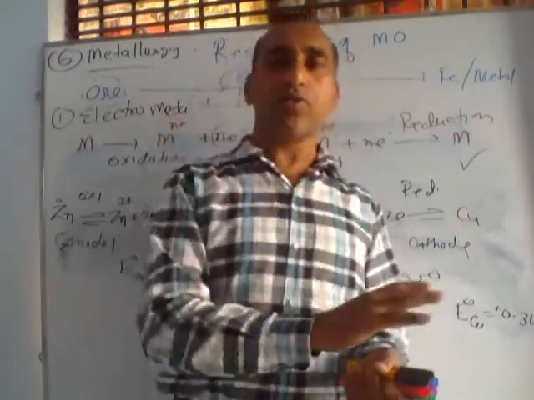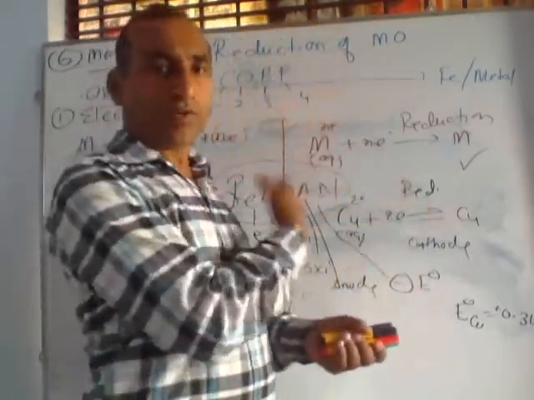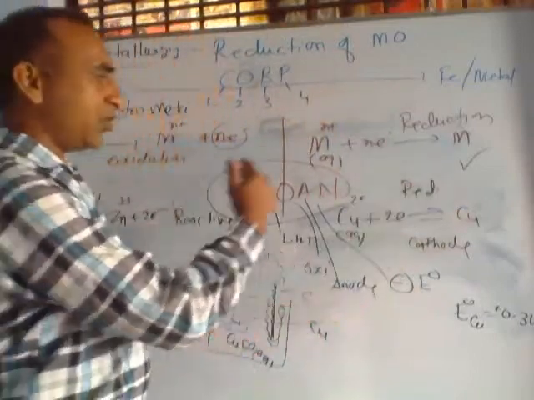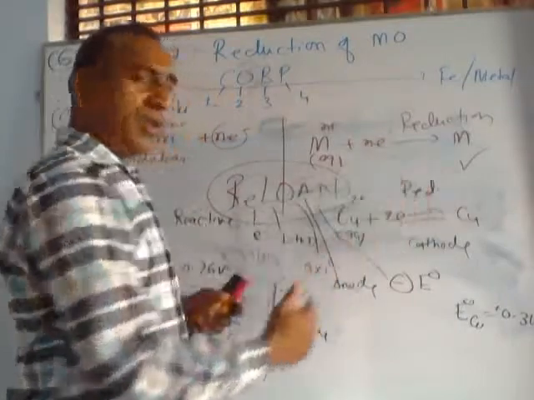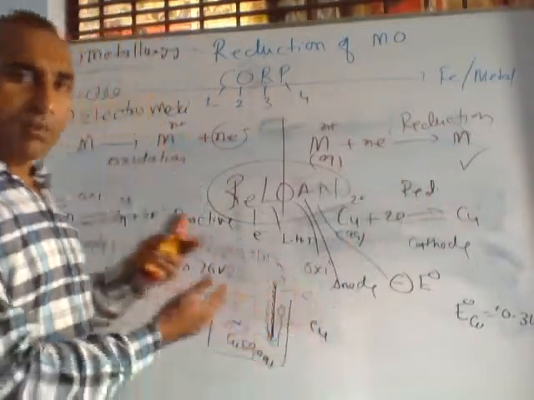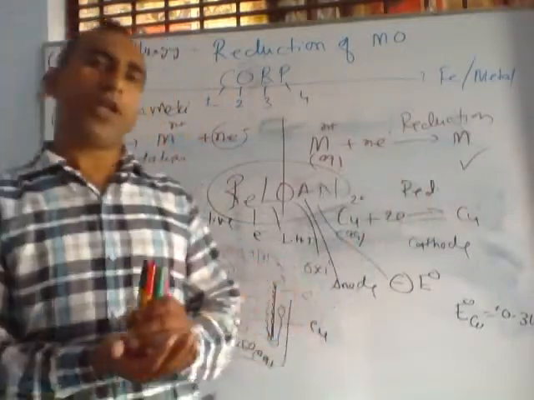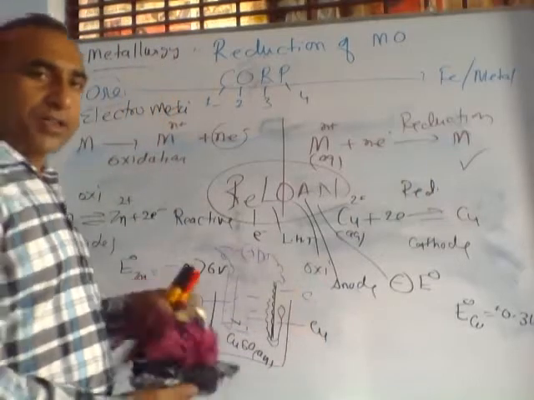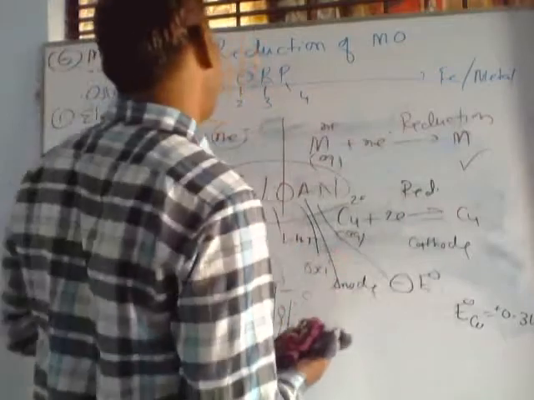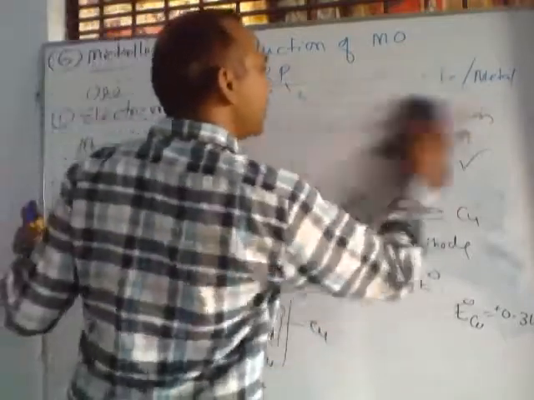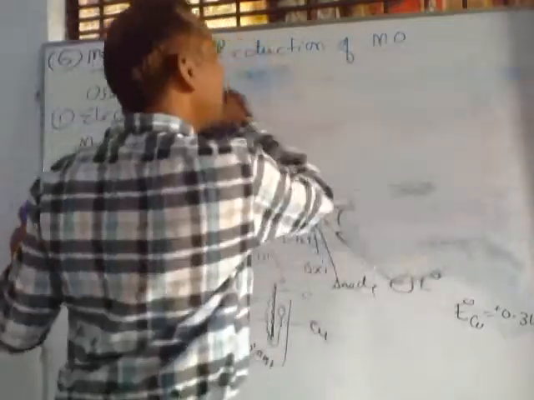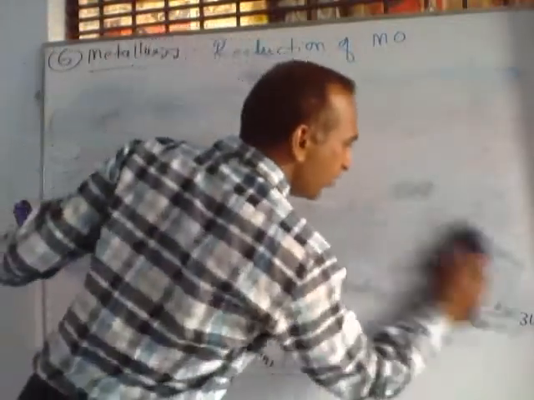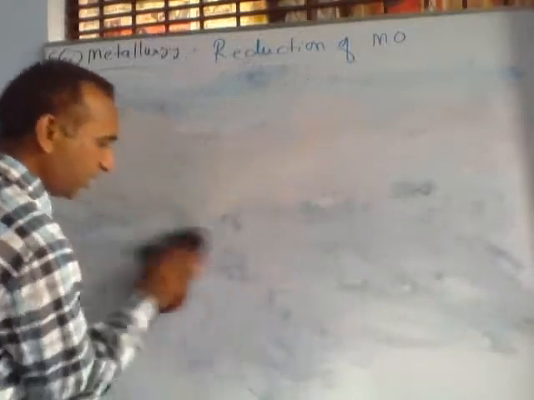It can reduce other metals which are less reactive than it. Copper is less reactive than zinc. So the reduction means deposition of copper takes place, but the oxidation process of zinc takes place. This process is called electrometallurgy, based on redox.